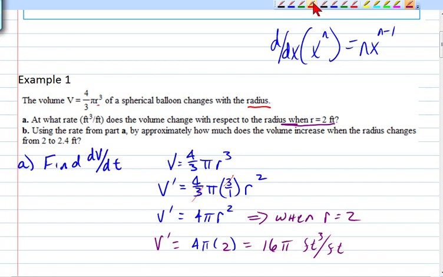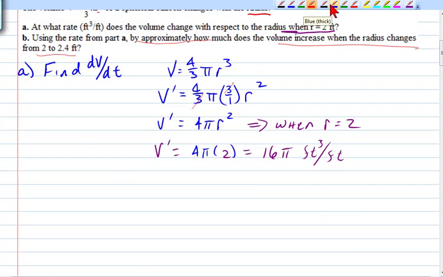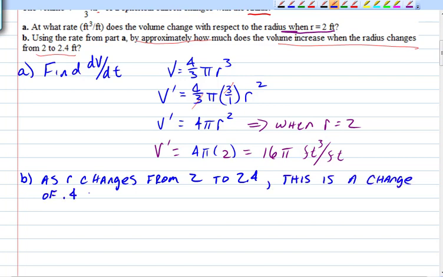How are we going to figure this out? By approximately how much does the volume increase when the radius changes from 2 to 2.4 feet? Do you understand the question? We're looking at a rate of change. As r changes from 2 to 2.4, this is a change of 0.4. So we end up with our volume that we had from the previous problem is equal to 16 pi cubic feet per foot. And then we multiply this by this rate of change of r. So that would be 0.4 feet.